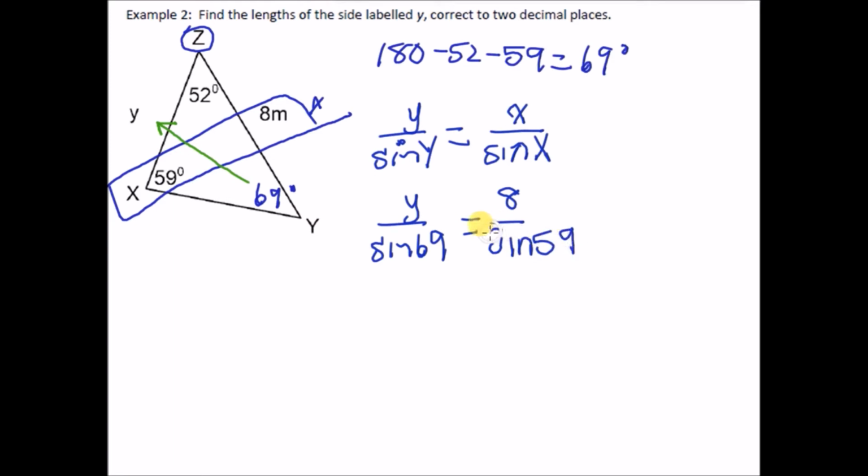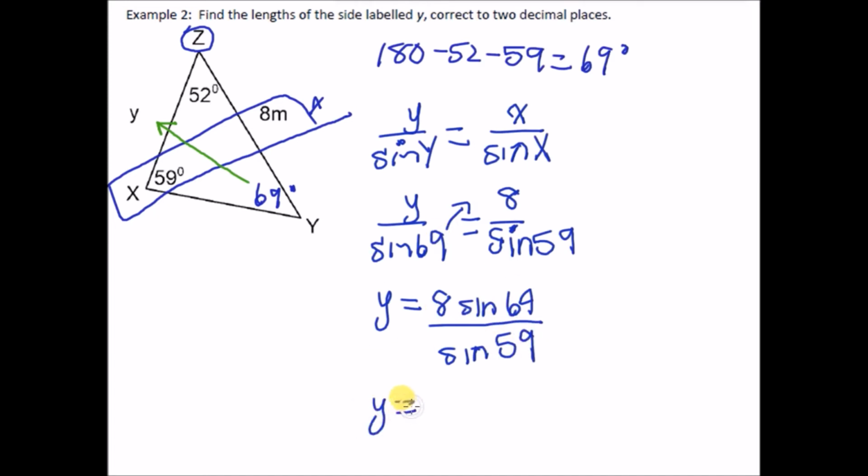And this is where I'm actually going to just start skipping steps altogether. So I'm going to put y equals, and we're just going to cross multiply. So this becomes 8 sine 69 over sine 59. Okay, and I'm actually just going to sub this straight into my calculator. I would much rather see this format right here on an assignment or a test.